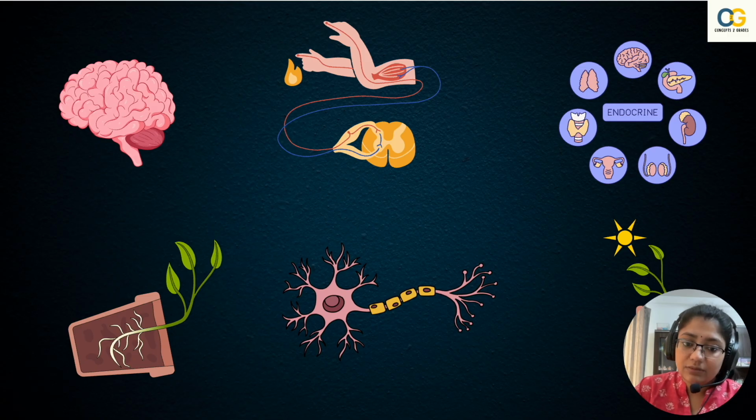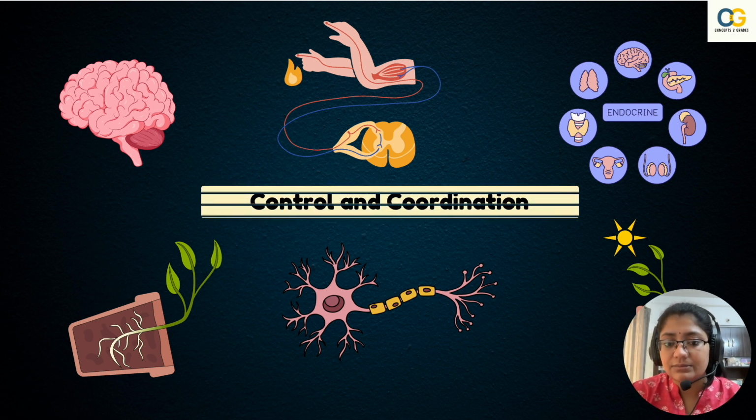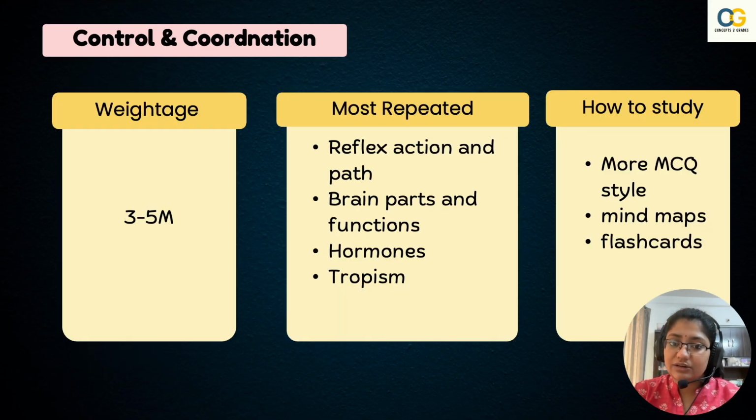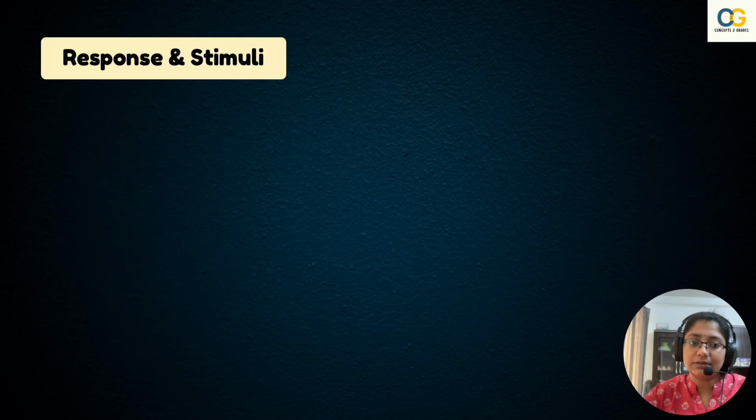So in this chapter, what we have left out of all the body parts is the human brain and some endocrine glands. We'll be covering that along with some reflex actions and some coordination in plants as well. This chapter usually comes for 3 to 5 marks. Most important topics would be reflex action, reflex path, the brain parts, hormones and tropisms. It's a more MCQ style chapter where you can make multiple mind maps and flashcards to remember this. So let's start with understanding what's a response, what's a stimulus.